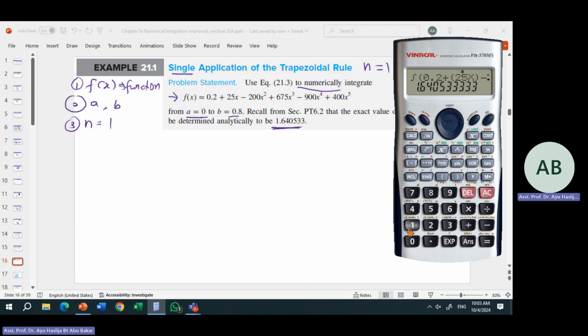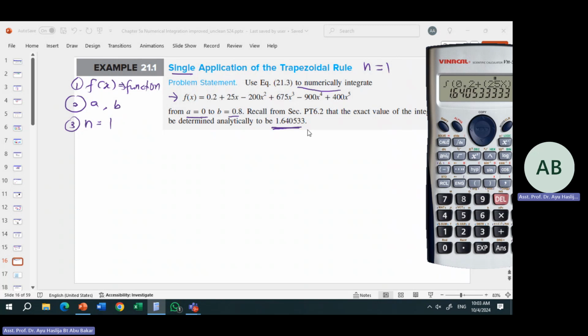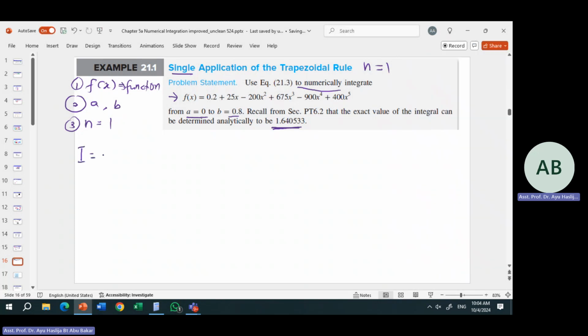True value. Okay, these are the true values. Now we proceed with the solution. This is the true value using the calculator. Now, to find the single application of the trapezoid rule, we know that the single application equation is equal to this.